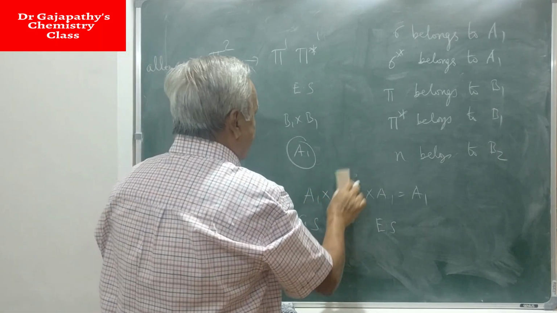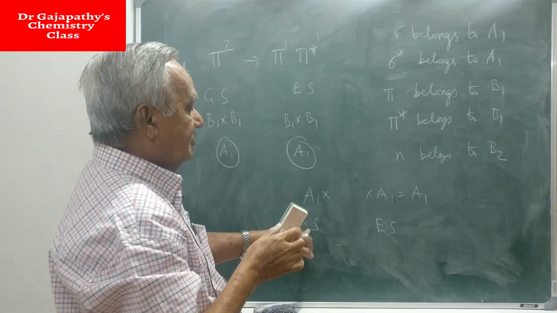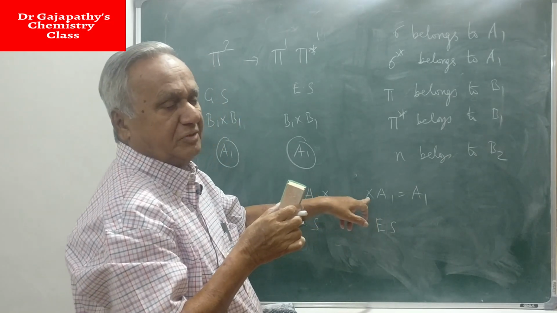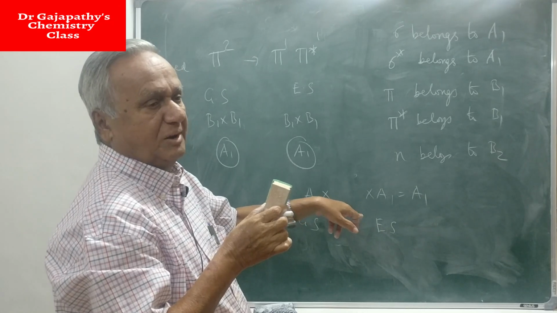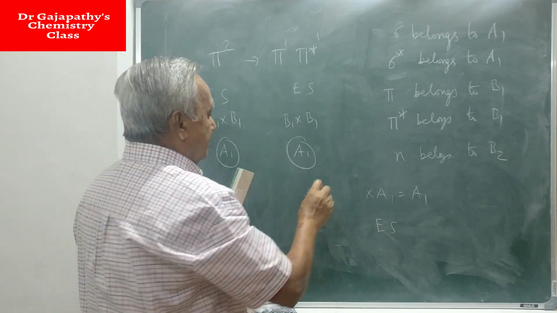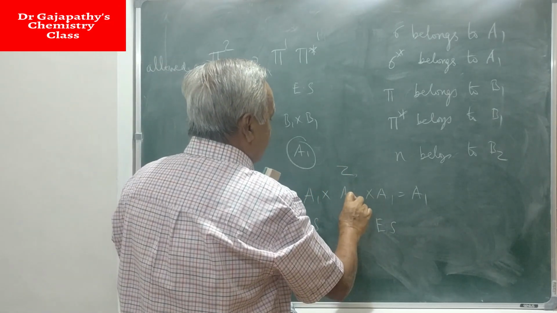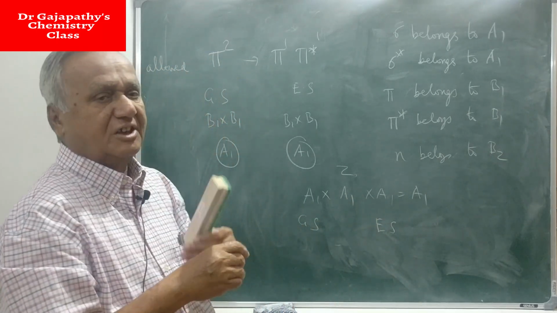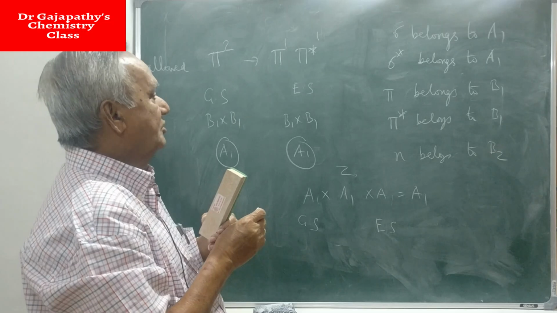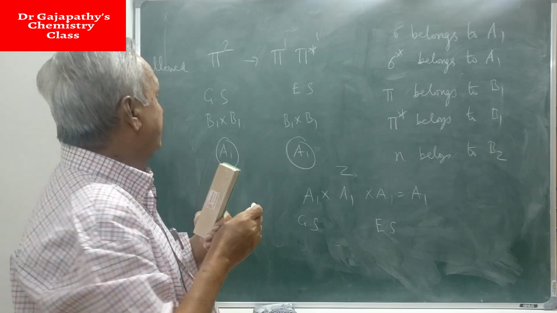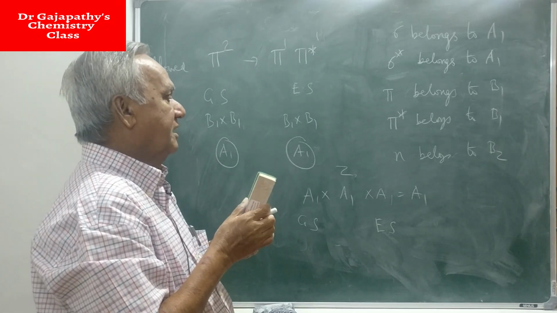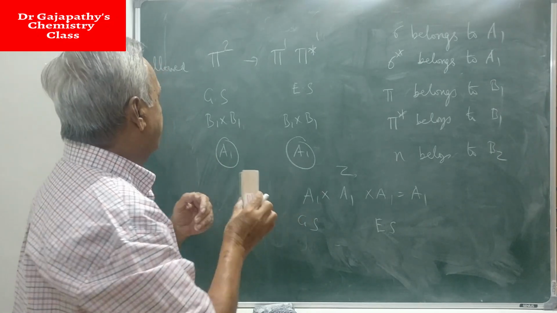So, symmetry of the ground state is A1. Symmetry of the excited state is A1. Symmetry of any of the Cartesian coordinates which belongs to A1: yes, Z coordinate belongs to A1. So the product is A1. So the transition is an allowed transition. So sigma to sigma star is allowed. Pi to pi star is allowed. One more thing remaining is n to pi star.